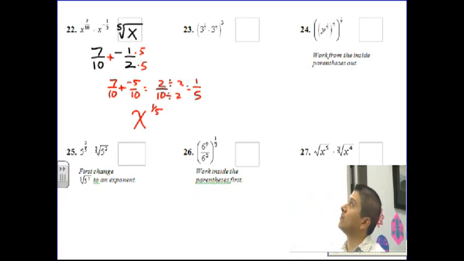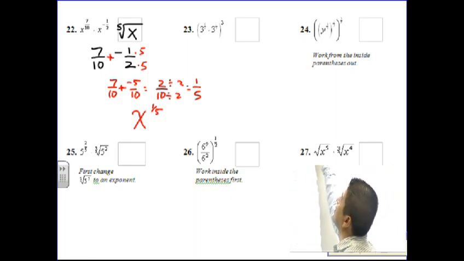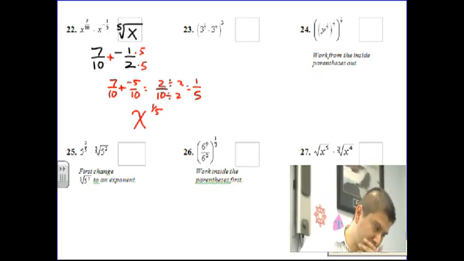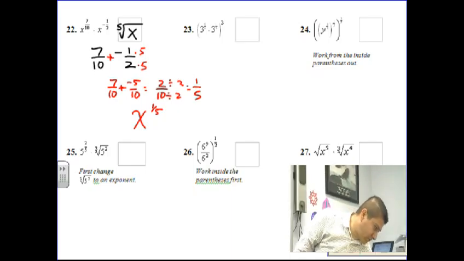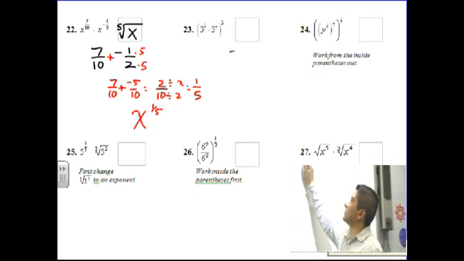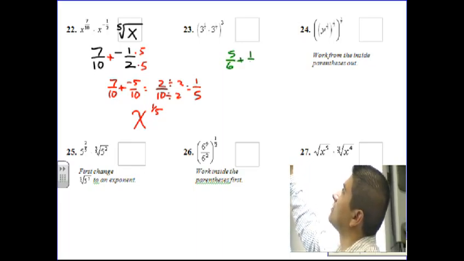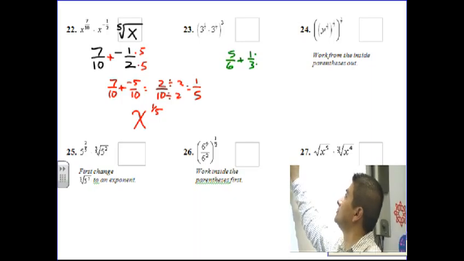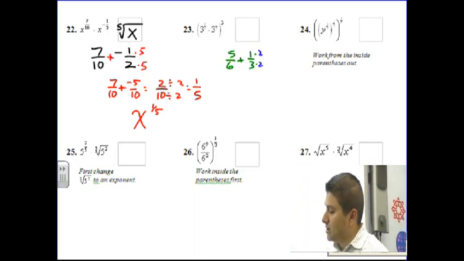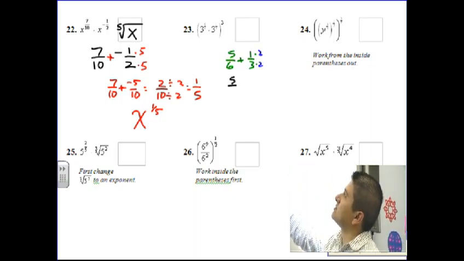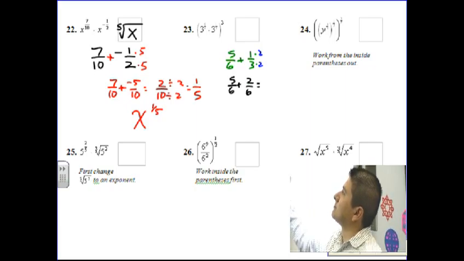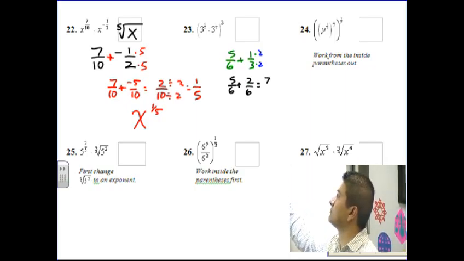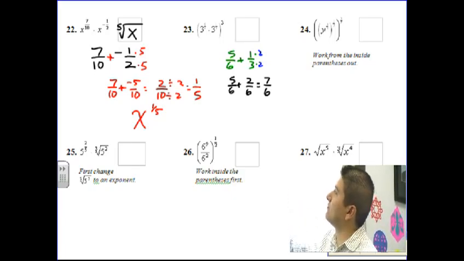Number 23. There is a power outside and there are powers inside. I can add the powers inside first. Let me see what those powers are. We have a 5/6 and a 1/3. So let's add those. 5/6 plus 1/3. Get a common denominator between 6 and 3: 2 times the bottom here. To make them both 6, I get 5/6 plus 2/6. 5 plus 2, add it all up, gives you 7. And now I have this.